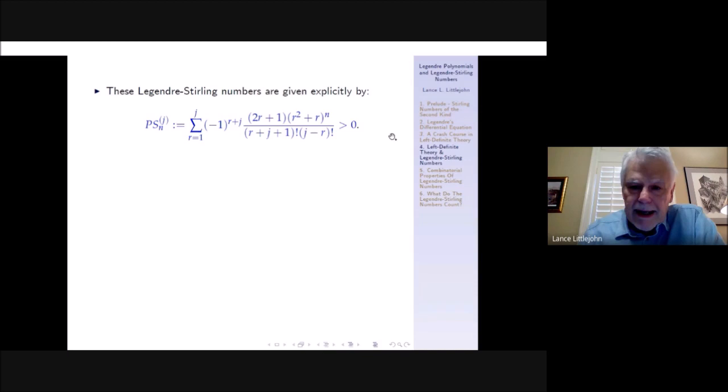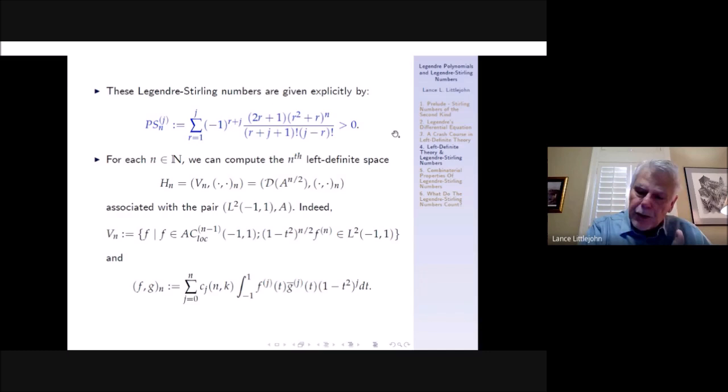Okay, now that we've got those numbers, again, I'm referring back to property five in the definition of left definite space. I've now got these nth powers, I've got these coefficients, the Legendre-Stirling numbers. Now I can tell you what the nth left definite space is. So H sub n is going to be this vector space V sub n with this subscripted n inner product. There's what V sub n turns out to be.